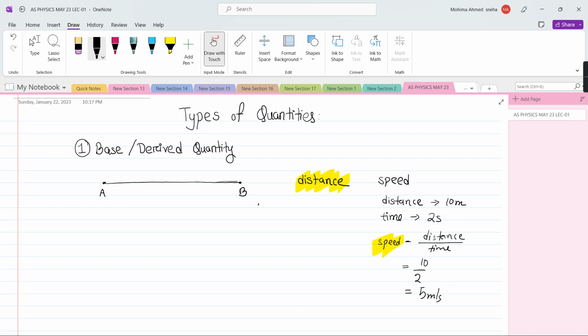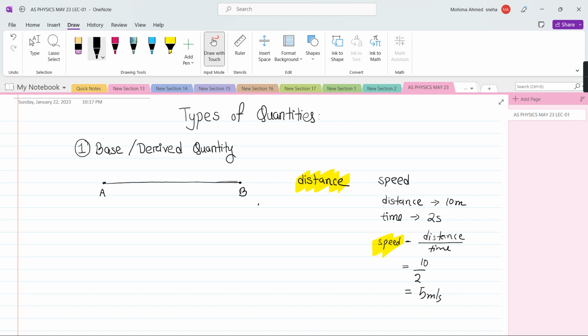But in the case of derived quantities, you have to have a certain equation to calculate the value for that quantity, and you have to rely on other quantities to get the value for this type of derived quantity. In our example, speed is a derived quantity because it has an equation, and it also depends on two other different quantities, that are distance and time, right? So this is the basic explanation for base and derived quantities.